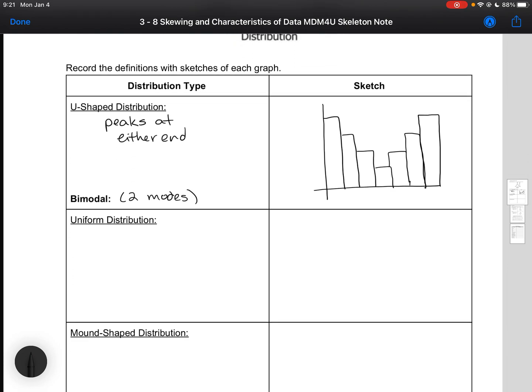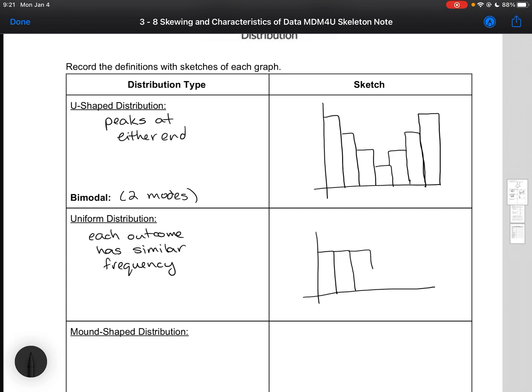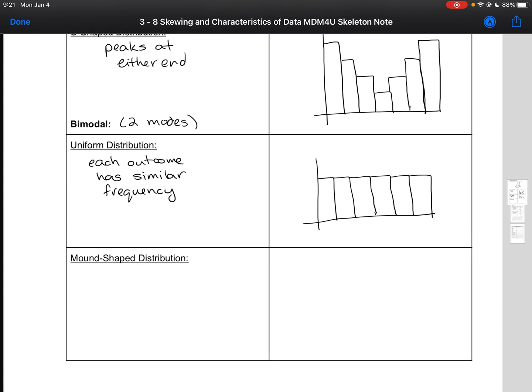up here. The next one is a uniform distribution. And that is when each outcome has a similar frequency. And so you can probably picture what this would look like, but we're going to record a sketch here. Basically, all of your bar values would be at the same level, approximately.